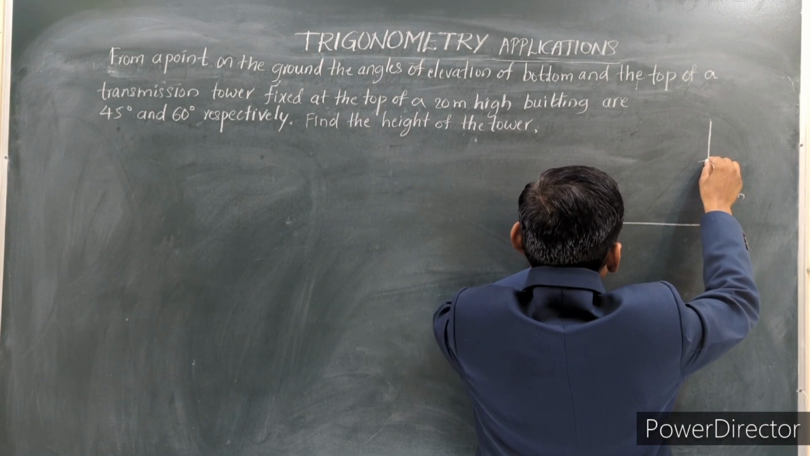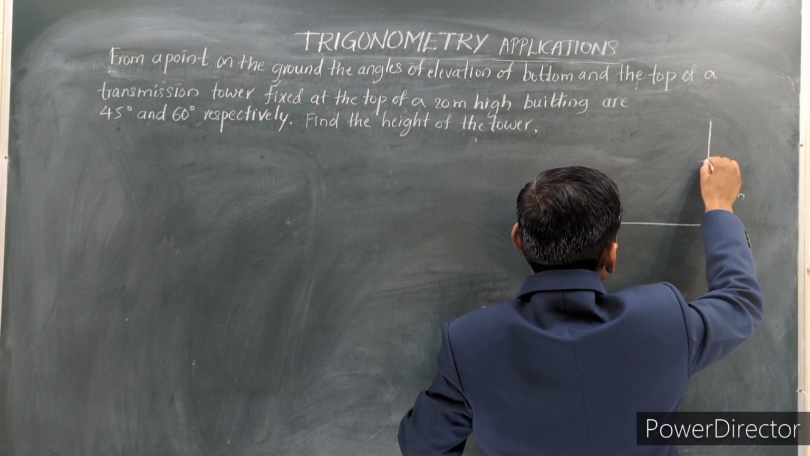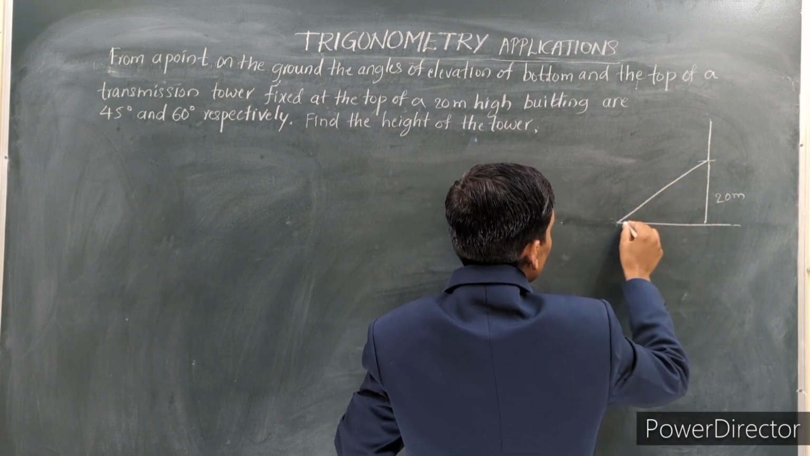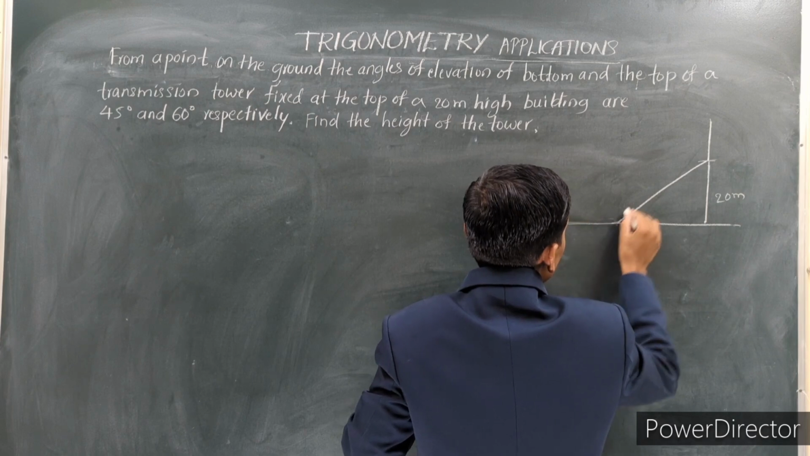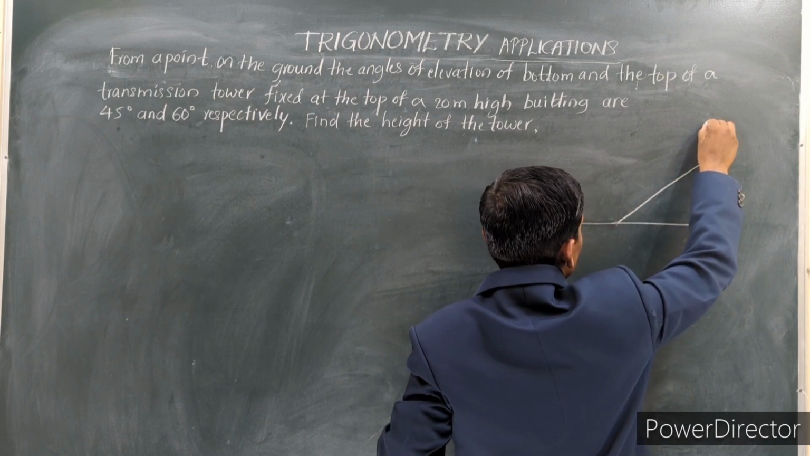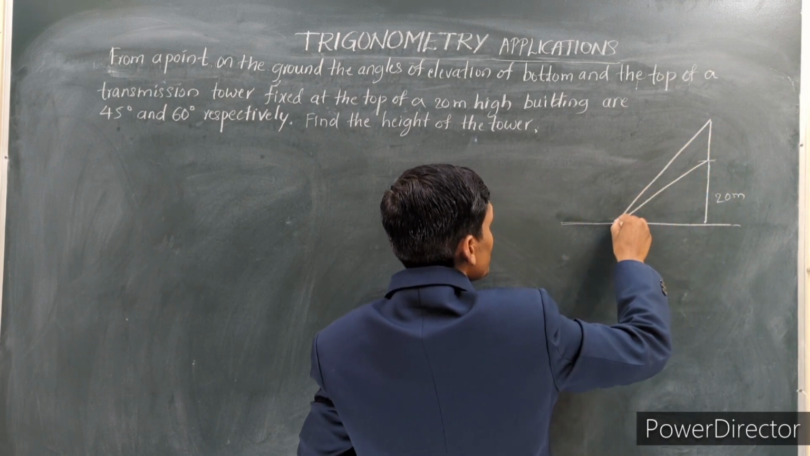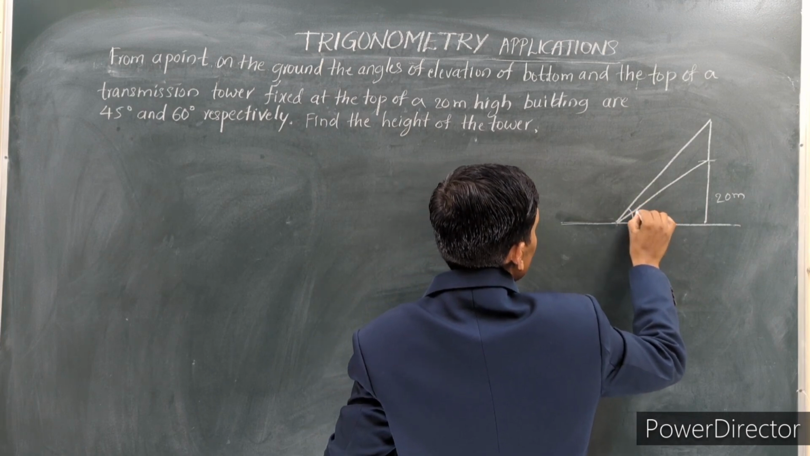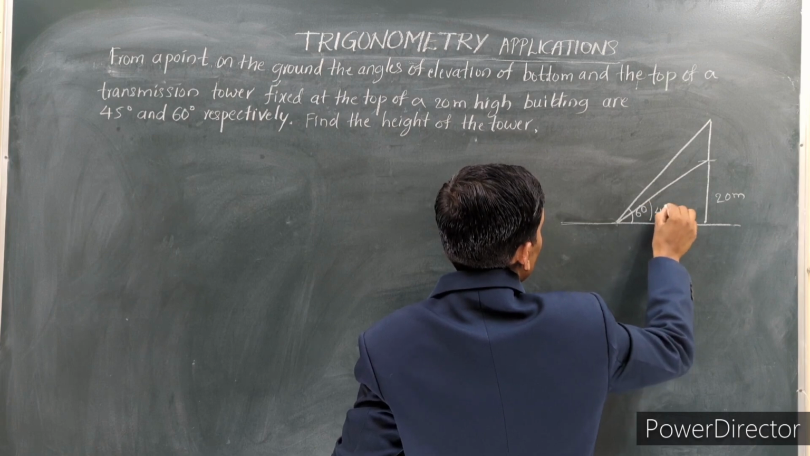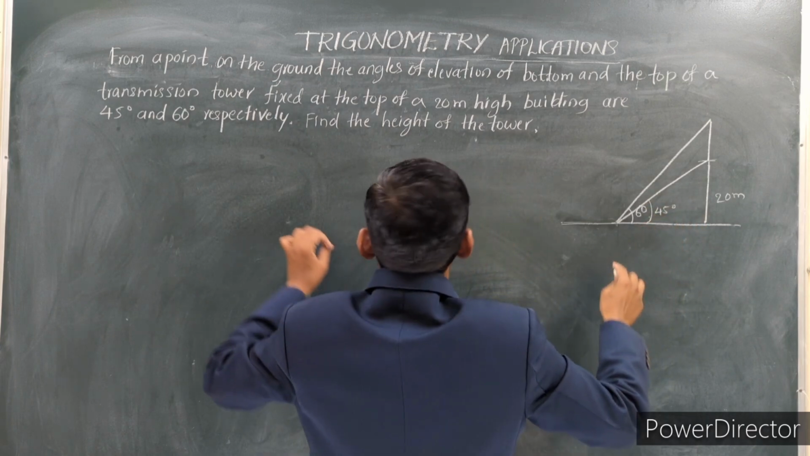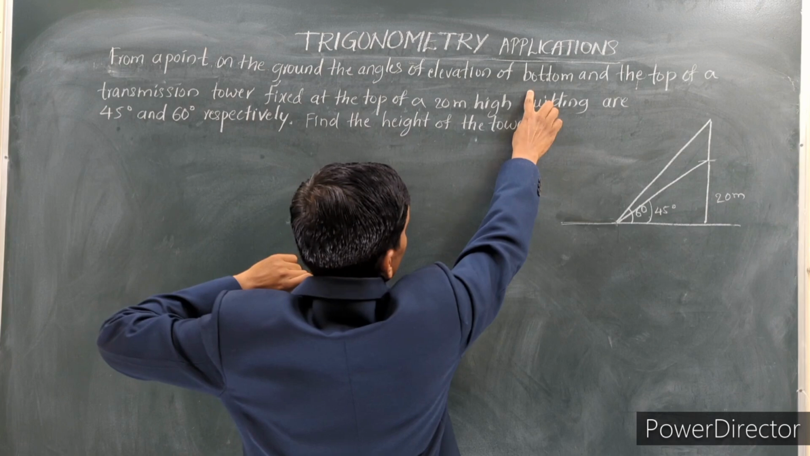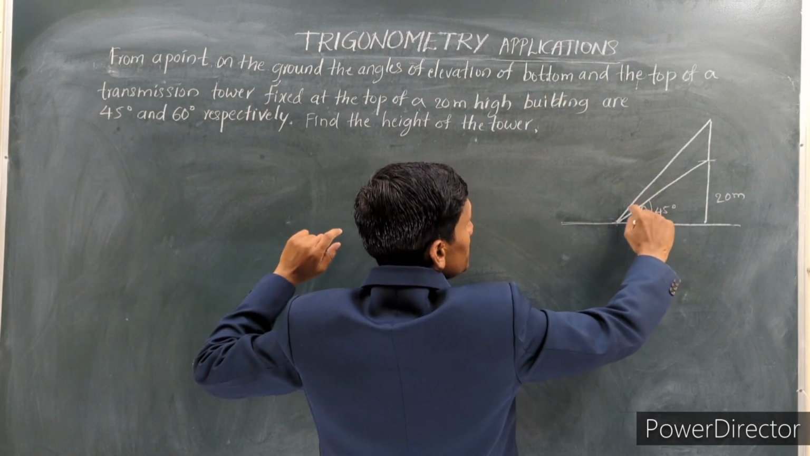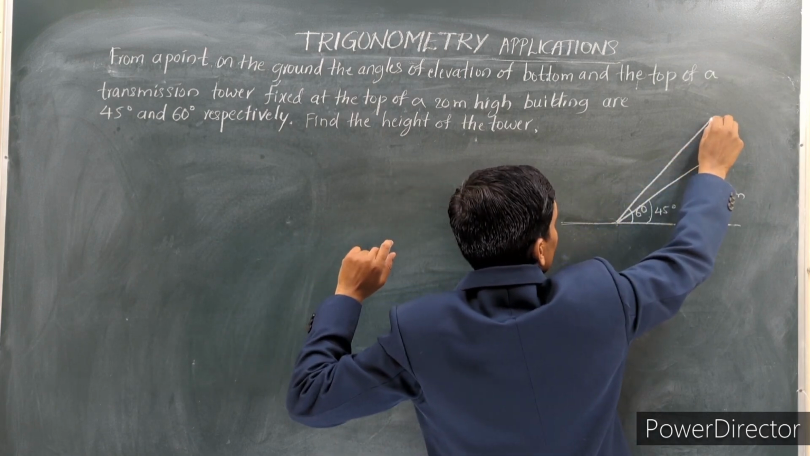From here to here, when you draw, it should look like 45 degree, like that you have to draw the angle. This is 45 degree. And from the same point, its top is making an angle of elevation, that is 60 degree. This is 60 degree and this is 45 degree, right? See what they are saying, bottom and top. Bottom is 45, top is 60, means this is 60, this is top.